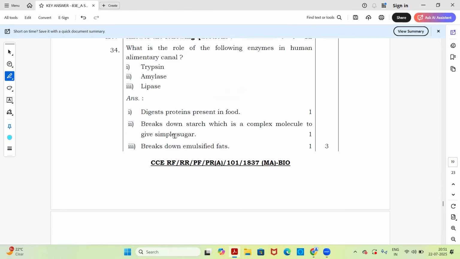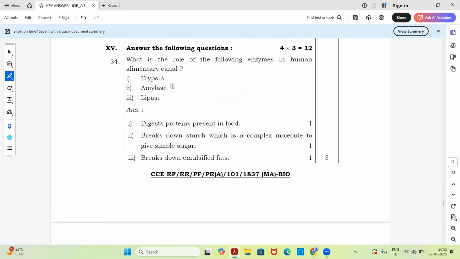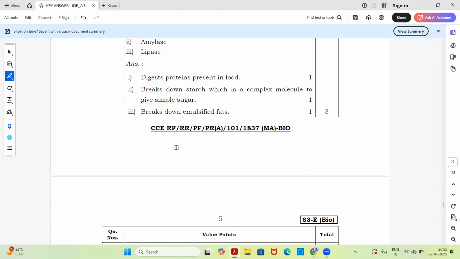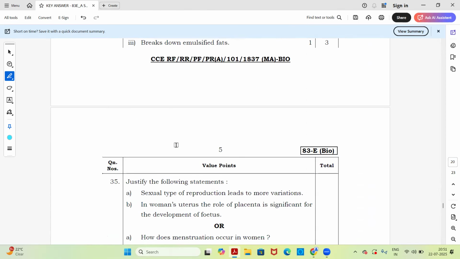Next, what is the role of the following enzymes in the human alimentary canal? Okay, so what are the roles? You have to write trypsin, amylase, lipase. Okay, so answers are given here. You can write it in one sentence each. Okay, moving to the next question.